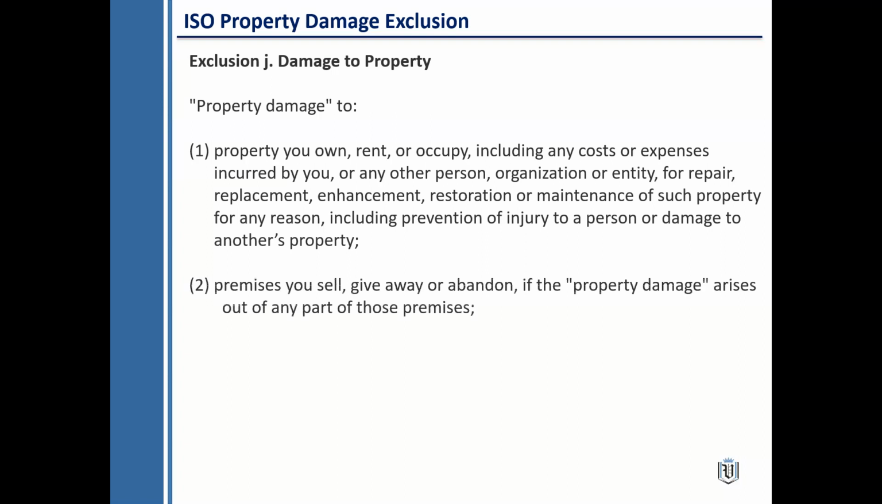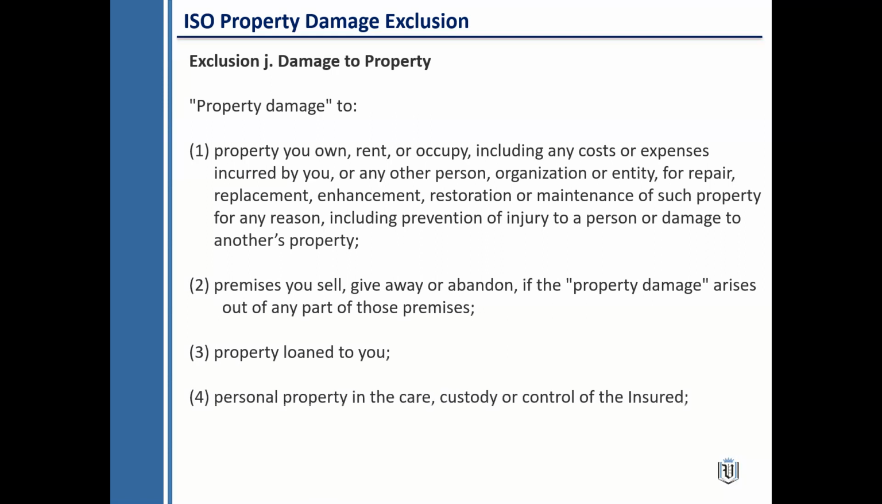The other parts that we're not going to cover under the liability are premises you sell, give away, or abandon, if the property damage arises out of those premises. Again, this is all property related coverage, not liability related coverage. We're not going to cover property loaned to you. And we're not going to cover property that's in your care, custody, and control. So if you lease equipment, like refrigeration equipment, that is in your care, custody, and control. If it gets damaged, that's not a liability issue. That's a commercial property issue. Clear on that?